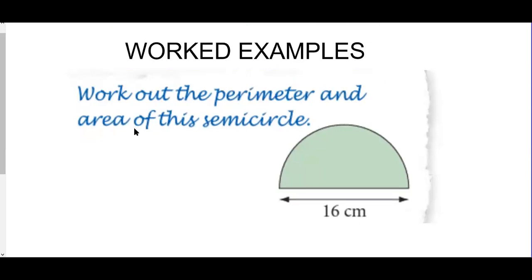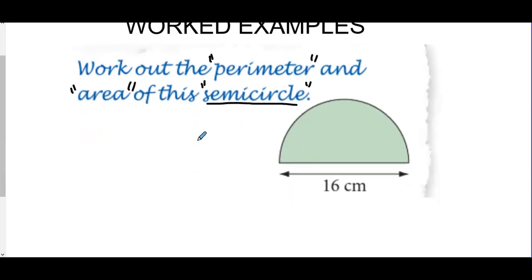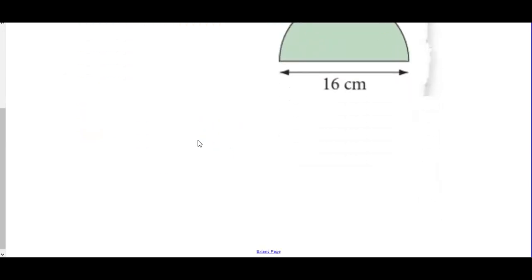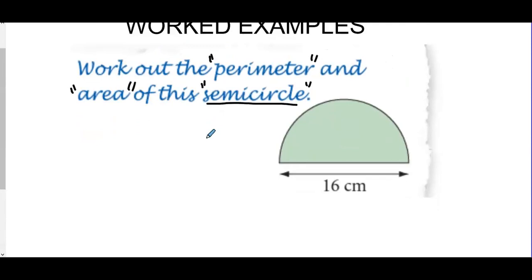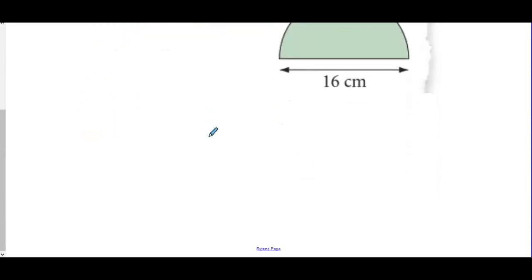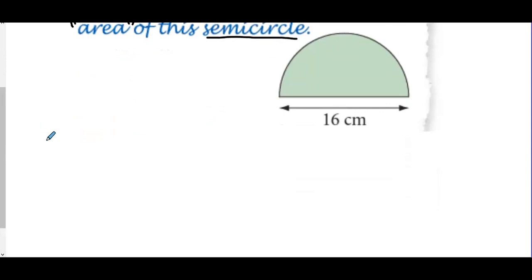Question. Work out the perimeter and the area of this semicircle. Can you see that we are given a semicircle? Now, what is the question? Work out the perimeter and the area of this semicircle. Let me start with what comes first. Perimeter comes first. Now let me start with perimeter.